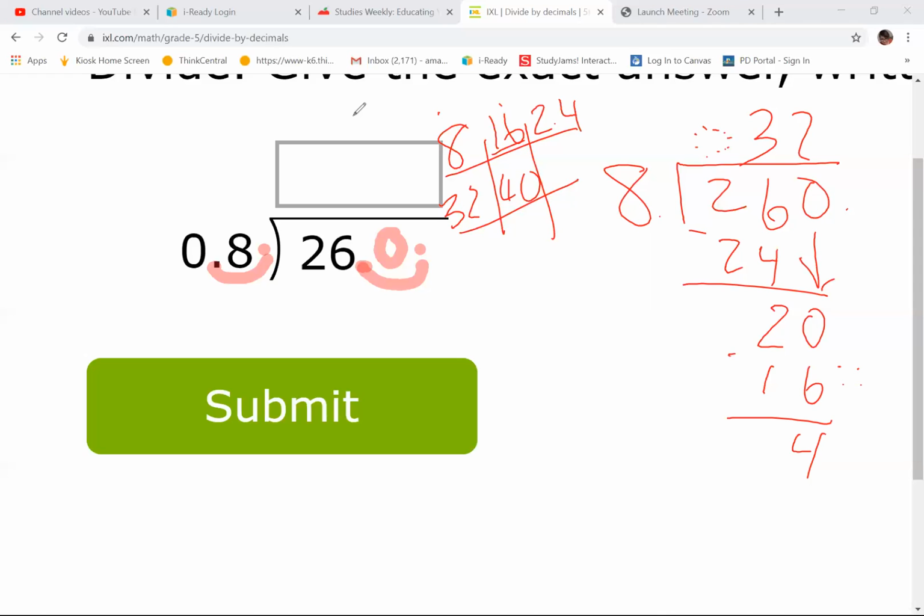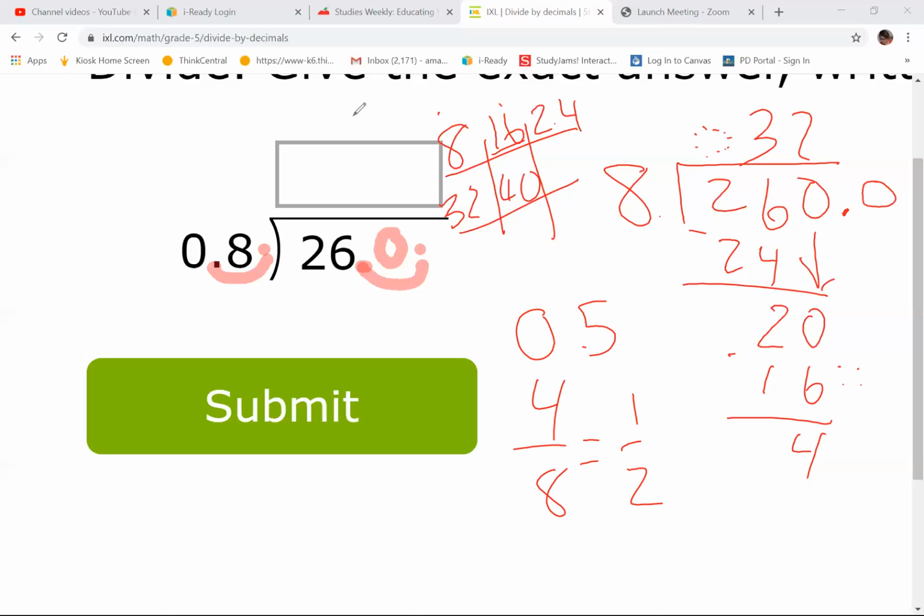Now you could think, oh, I know what 4/8 equals. 4/8 equals 1/2. And we know how to write 1/2 as a decimal. So it would be 32.5. Or you could continue with that algorithm. And we have that decimal here, right?